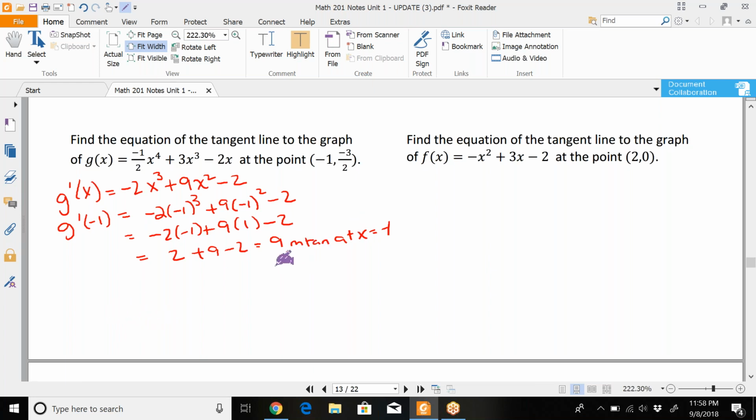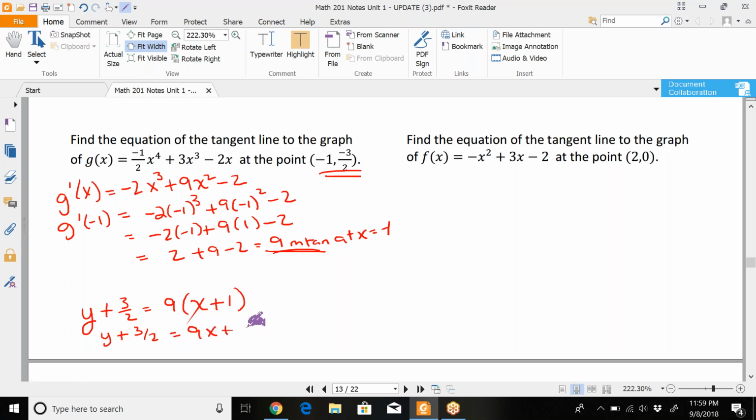So now we want to find the equation. So we're going to use our slope and our point. So y minus negative 3/2, which will be y plus 3/2, equals 9 parentheses x minus negative 1, which would just be x plus 1. You could go ahead and distribute the 9 if you would like.